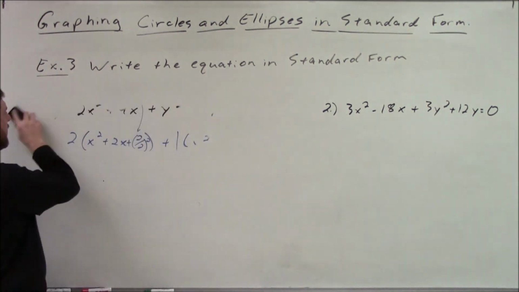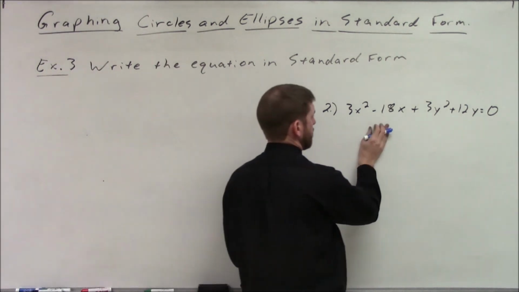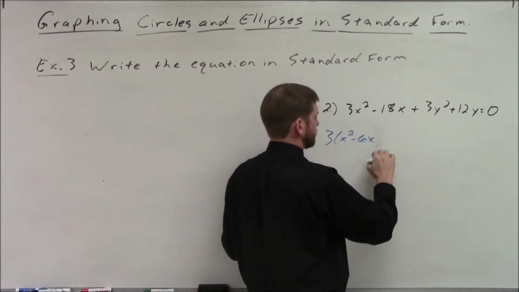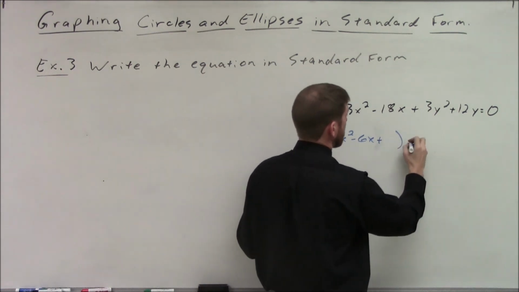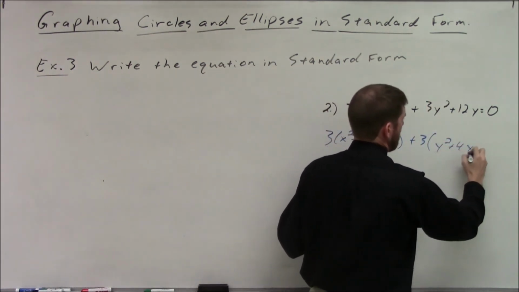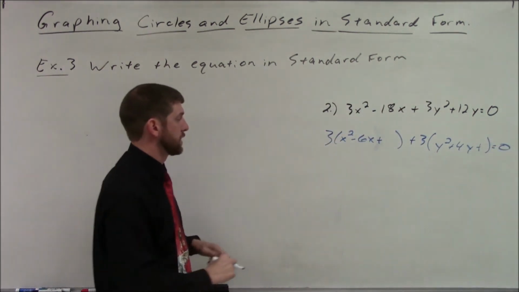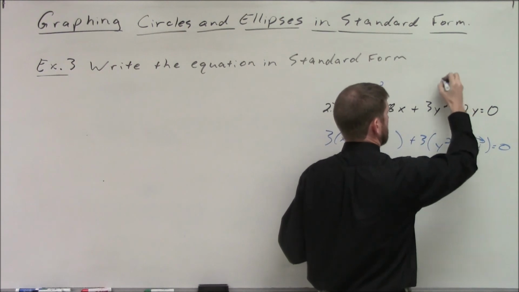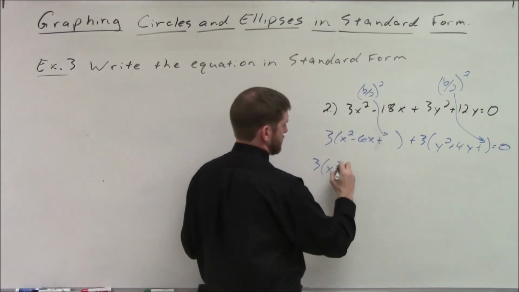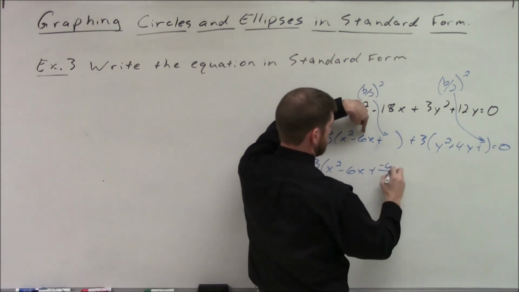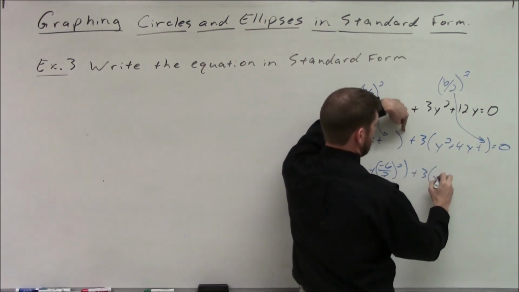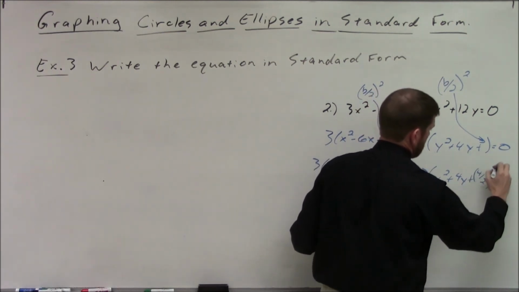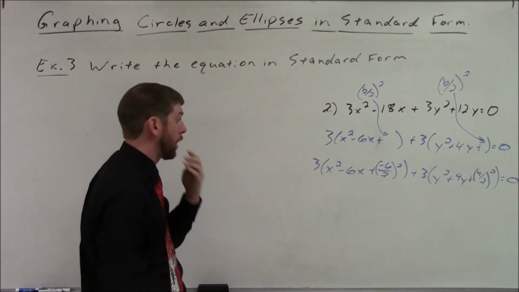So I'm going to divide or factor a 3 out of this set of x's. So 3x squared minus 6x. Leave me some room. The y's also need to pull out a 3, so that's y squared plus 4y. Leave me some room, going to equal 0. Insert my b over 2 squared into both of those. So that's 3 times (x squared minus 6x plus (-6 over 2) squared) plus 3 times (y squared plus 4y plus (4 over 2) squared) equals 0. Oh, but we've got to add it to the other side.